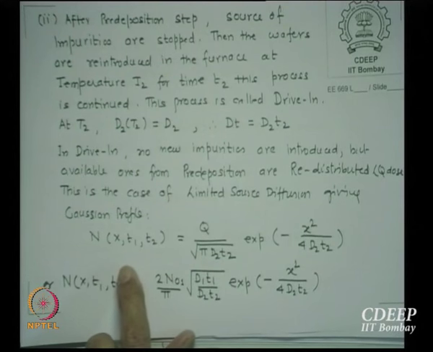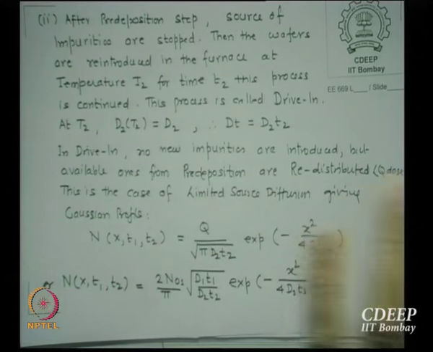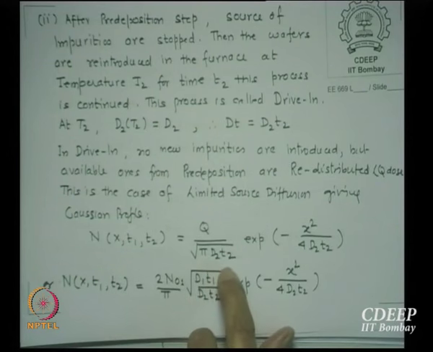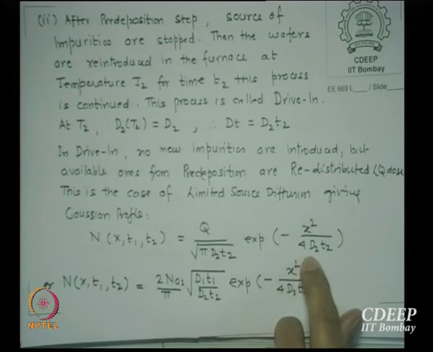What was the profile? Gaussian profile: Q upon root pi Dt, exponential minus x square upon 4Dt. That was the Gaussian profile. In this case, what is the time temperature cycle we have? D2 T2 for the drive-in cycle, D2 T2.